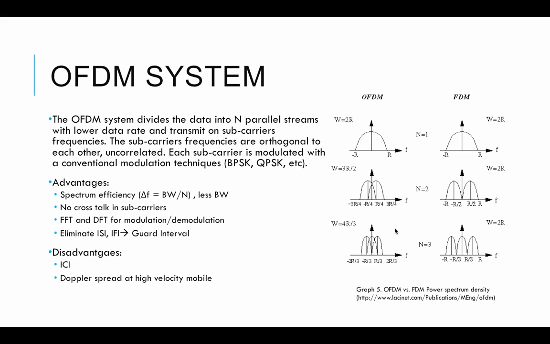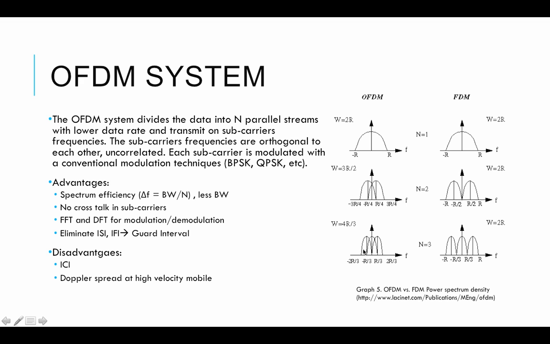They're not correlated, therefore there's no intercarrier interference, and it's better that way. Each subcarrier is modulated with a conventional modulation technique, which is very cheap. This will increase the spectrum efficiency, using more of the bandwidth, and prevent crosstalk between the subcarrier frequencies.